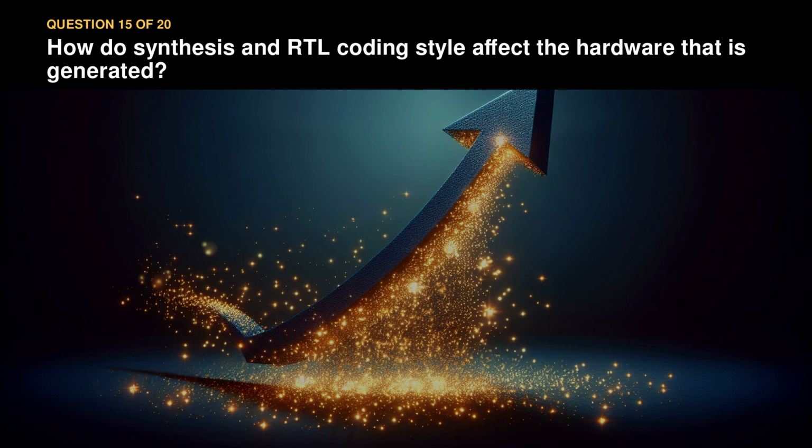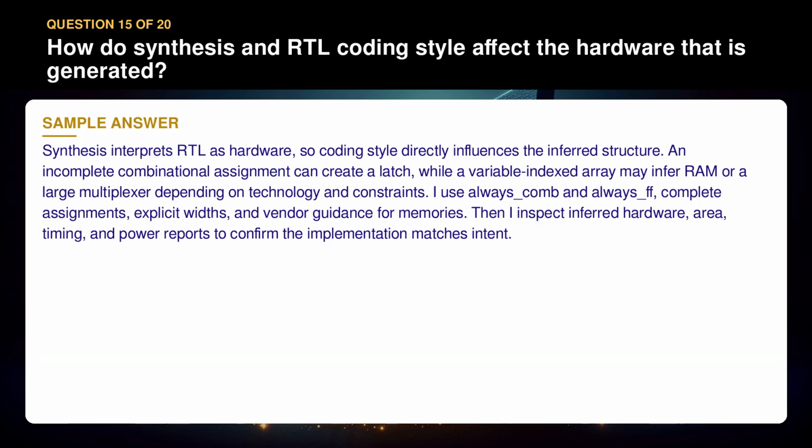Question 15. How do synthesis and RTL coding style affect the hardware that is generated? Synthesis interprets RTL as hardware, so coding style directly influences the inferred structure. An incomplete combinational assignment can create a latch, while a variable indexed array may infer RAM or a large multiplexer depending on technology and constraints. I use always_comb and always_ff, complete assignments, explicit widths, and vendor guidance for memories. Then I inspect inferred hardware, area, timing, and power reports to confirm the implementation matches intent.